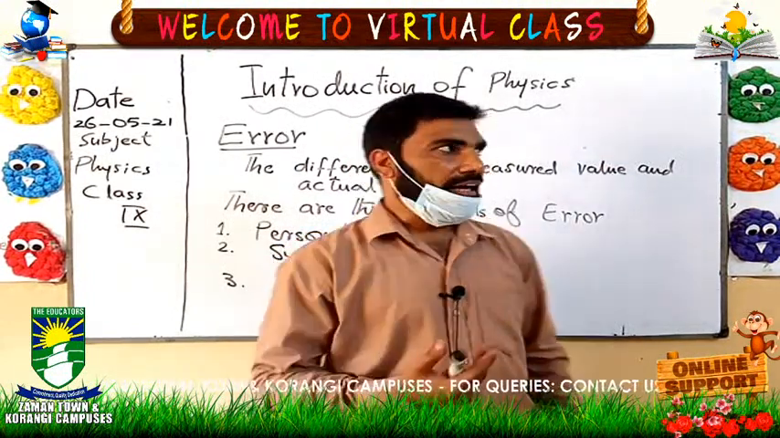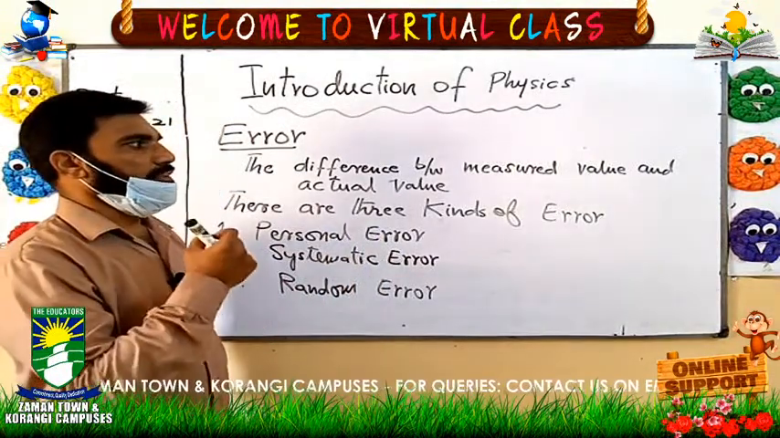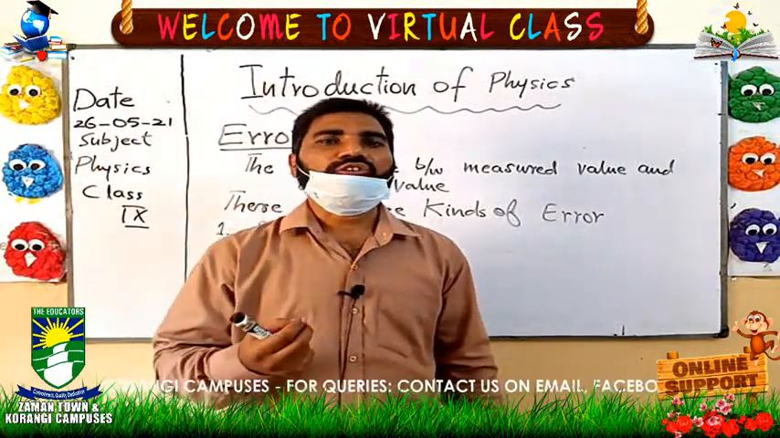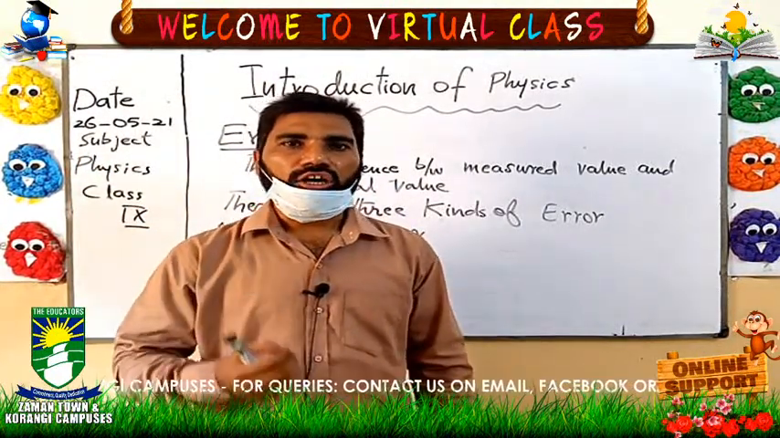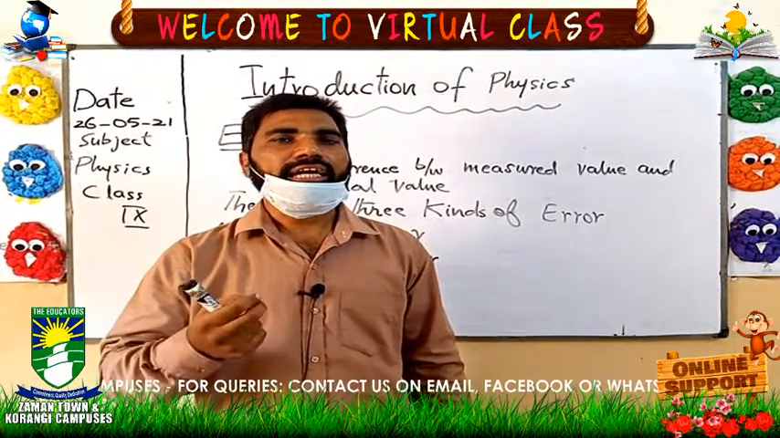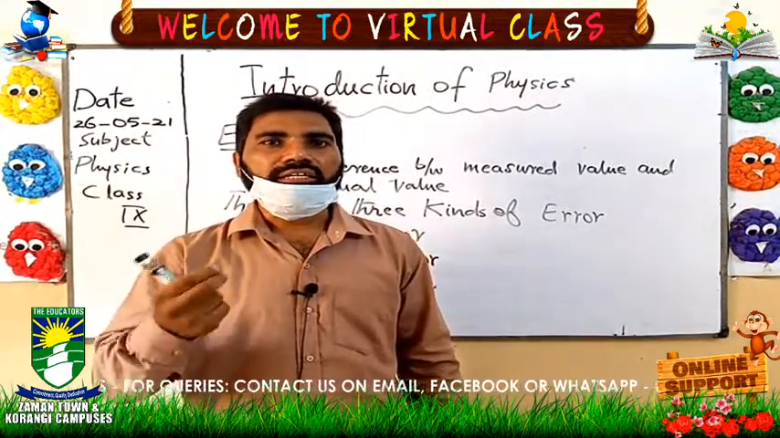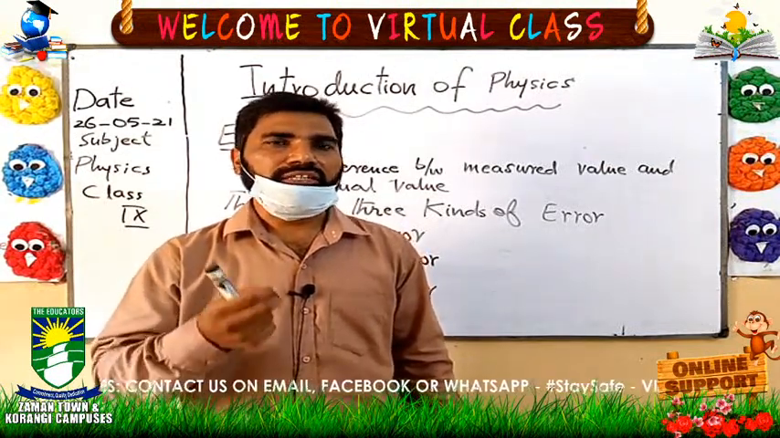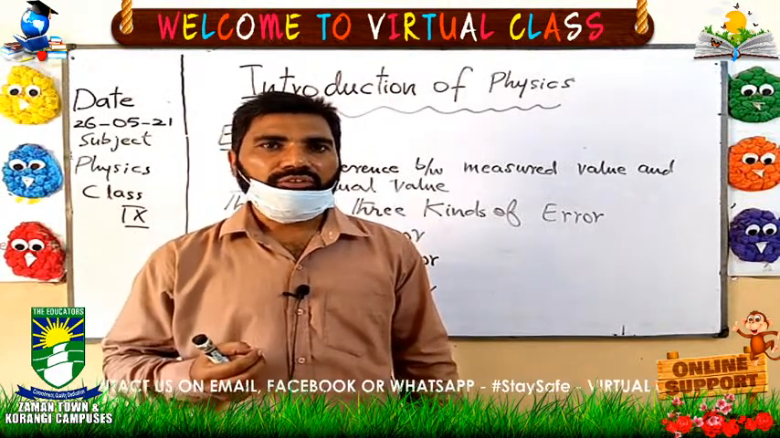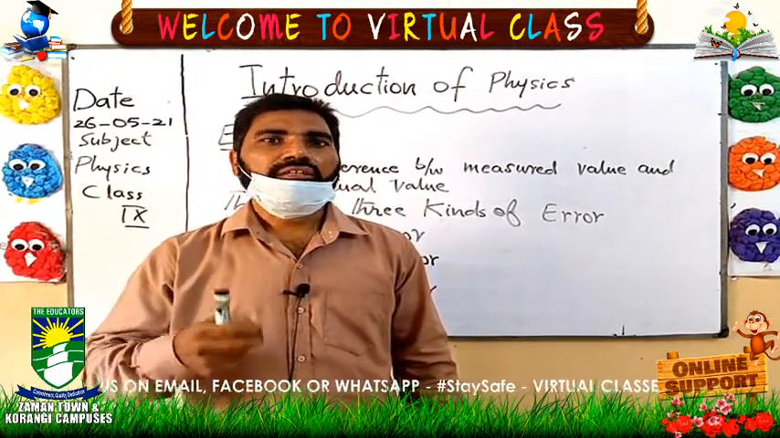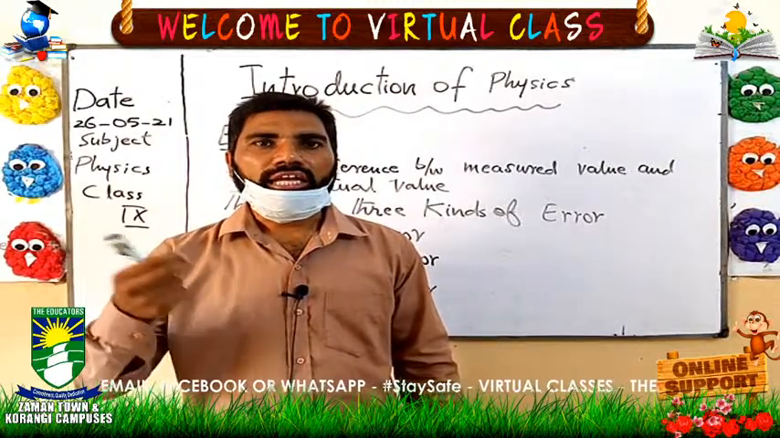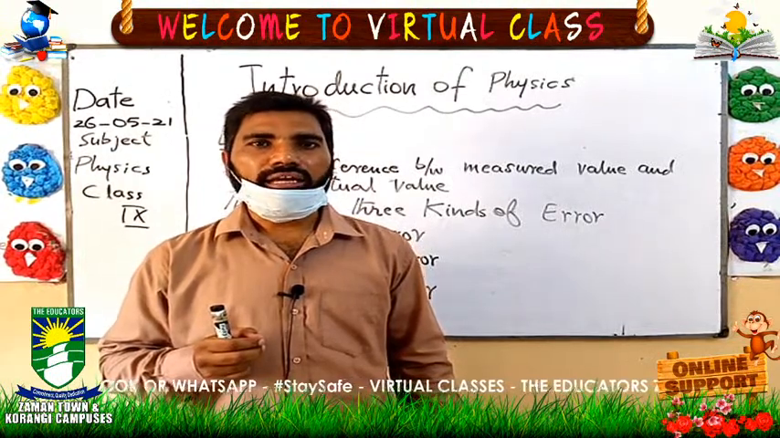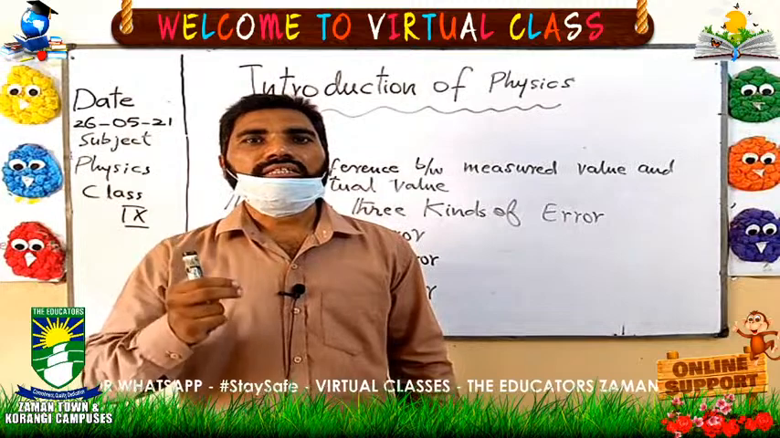My topic is error. Error is the difference between the measured value and the actual value. For example, the length of the room is 10 meters, but we measure either a greater or a lesser measurement. For example, the actual length of the room is 10 meters, but we measure either 9 meters or 11 meters. This is not the actual length of the room. This is the error.